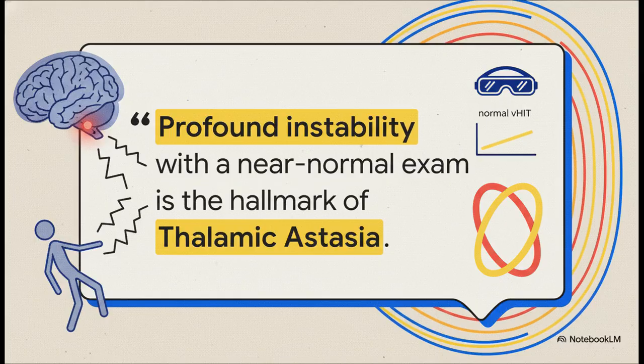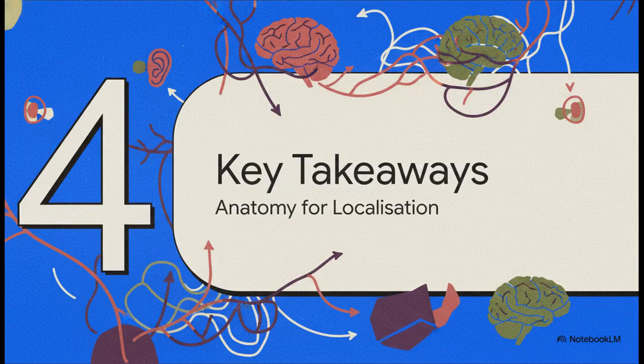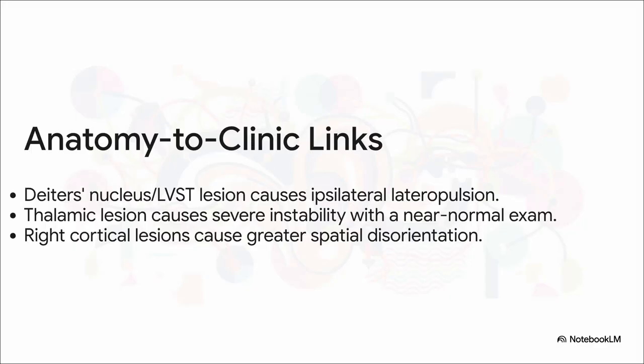They're separate circuits. Okay, let's wrap up with the key takeaways. The big picture stuff you absolutely need to remember for clinical localization. All right, here are the 3 big ones to take home. Number 1, Deiters' nucleus or the LVST gets hit, the patient falls towards the lesion. Simple as that. Number 2, you see that profound postural collapse, but the rest of the neuroexam looks clean, you gotta suspect a thalamic lesion causing thalamic astasia. And number 3, big perceptual tilts, major spatial disorientation, look to the right hemisphere. That right hemisphere dominance is key.